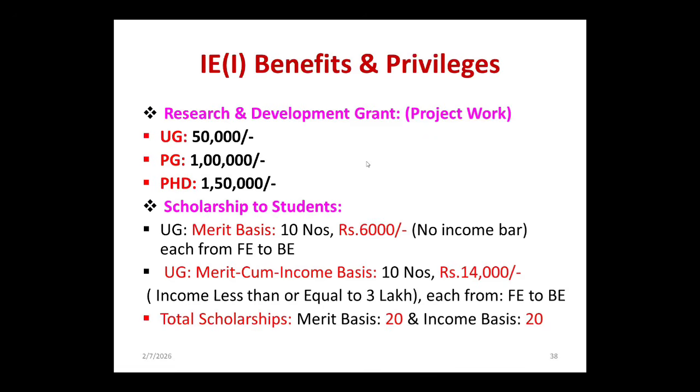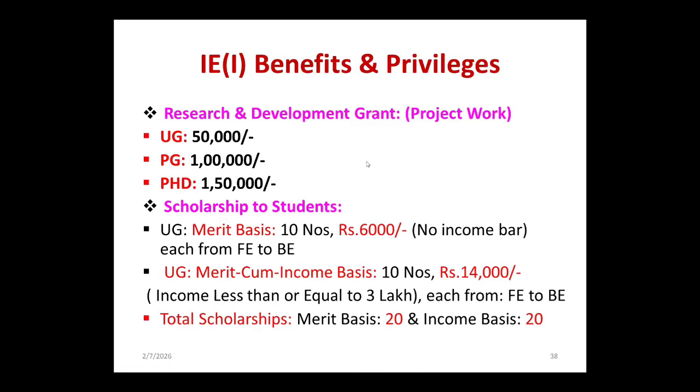Now the second benefit is the scholarship benefit to students. That scholarship is divided into two categories. One is merit basis, and another is merit-cum-income basis. One is only on merit basis, no income bar. In this category, a student can get 6,000 per year from FE to BE. In total there are 5 scholarships on merit basis and 5 on income basis, so 10 scholarships for 1 year, that is 40 scholarships available.